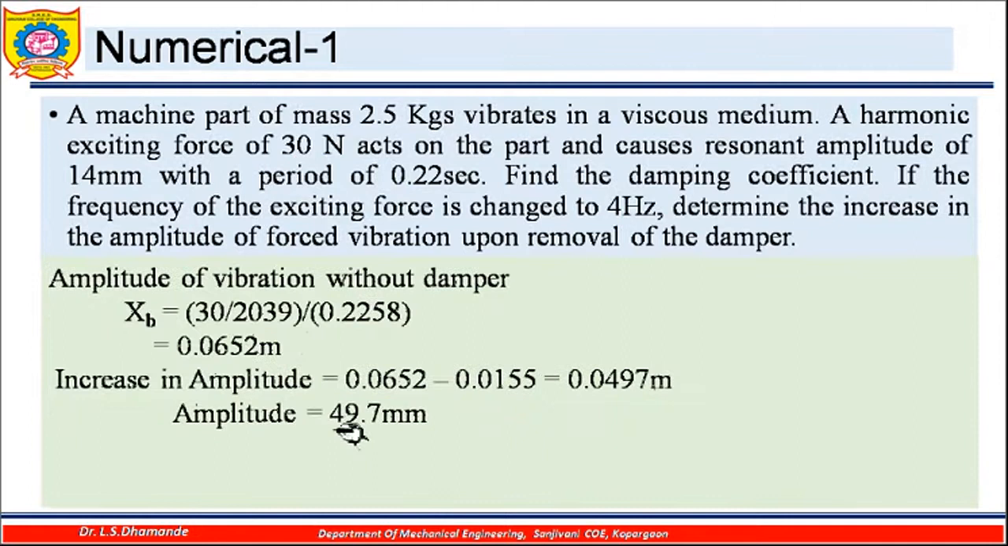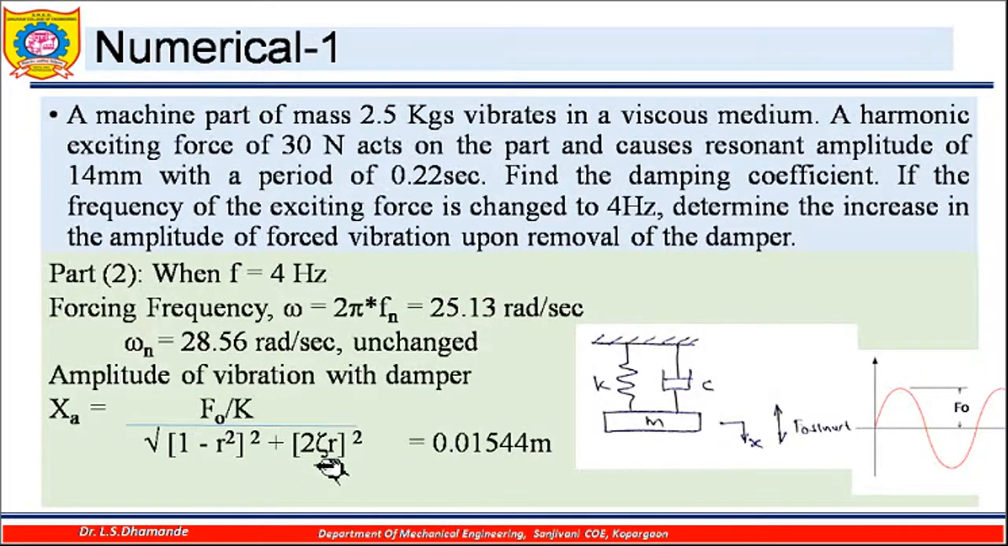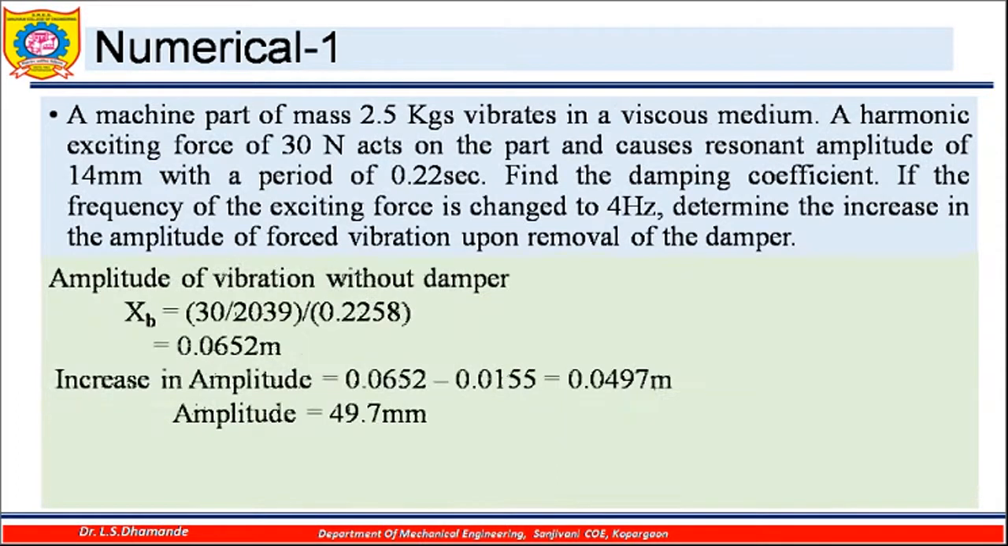And now we will try to find out the amplitude of vibration without damper. So when it is without damper, it will be f0 by k. So this is value of f0, this is the value of k, divided by, now we have seen this particular expression. In this expression, now there is no damping, that means this zeta is equal to 0, so this term will not be there. So only 1 minus r square bracket square. So when the square under root sign is there, it will be only 1 minus r square. So we are getting that value of x, with 1 minus r square value here, it will be equal to 0.0652 meter.